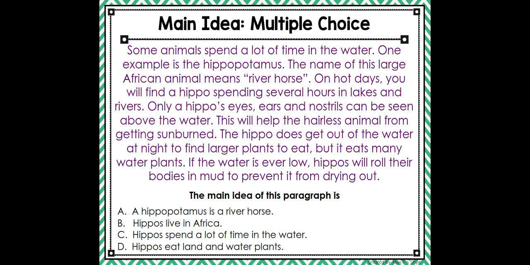The hippo does get out of the water at night to find larger plants to eat, but it eats many water plants. If the water is ever low, hippos will roll their bodies in mud to prevent drying out. So the main idea of this paragraph is either A, a hippopotamus is a river horse, B, hippos live in Africa, C, hippos spend a lot of time in the water, or D, hippos eat land and water plants. So I want you to think about which of these, A, B, C, or D, do all of these sentences support?